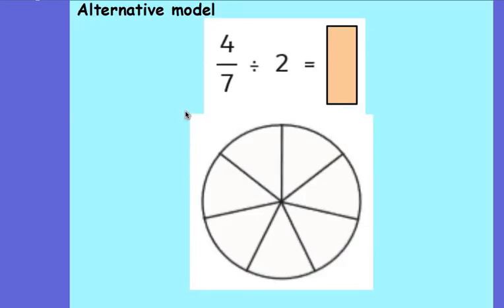I'm going to go through one more example. There's an alternative model we can use. We could use a circle instead of a bar, both work in exactly the same way. Here I've got 4/7 and I want to divide it by 2. I've drawn a circle, I split it into 7 equal pieces, and to show 4/7 I need to colour in 4 of those pieces. So 1, 2, 3 and 4.